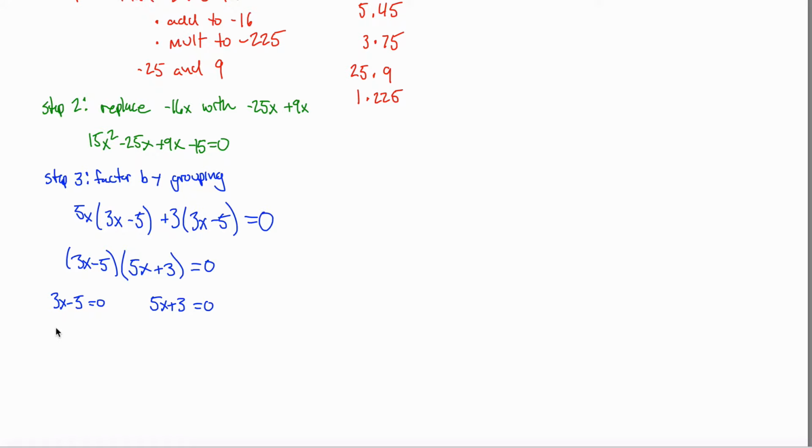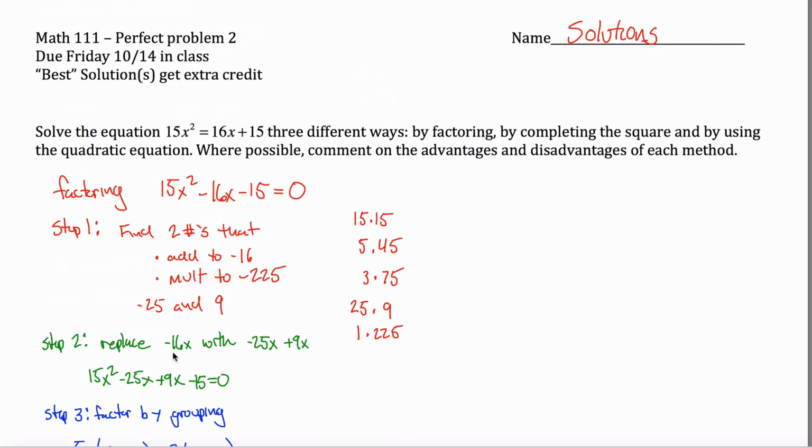In this one, I'd add 5 to both sides of the equation, and then divide by 3, and get x equals 5/3. In this one, I would subtract 3 from both sides of the equation, and divide by 5, and get x equals negative 3/5. And those are my solutions, and this is my factoring method.